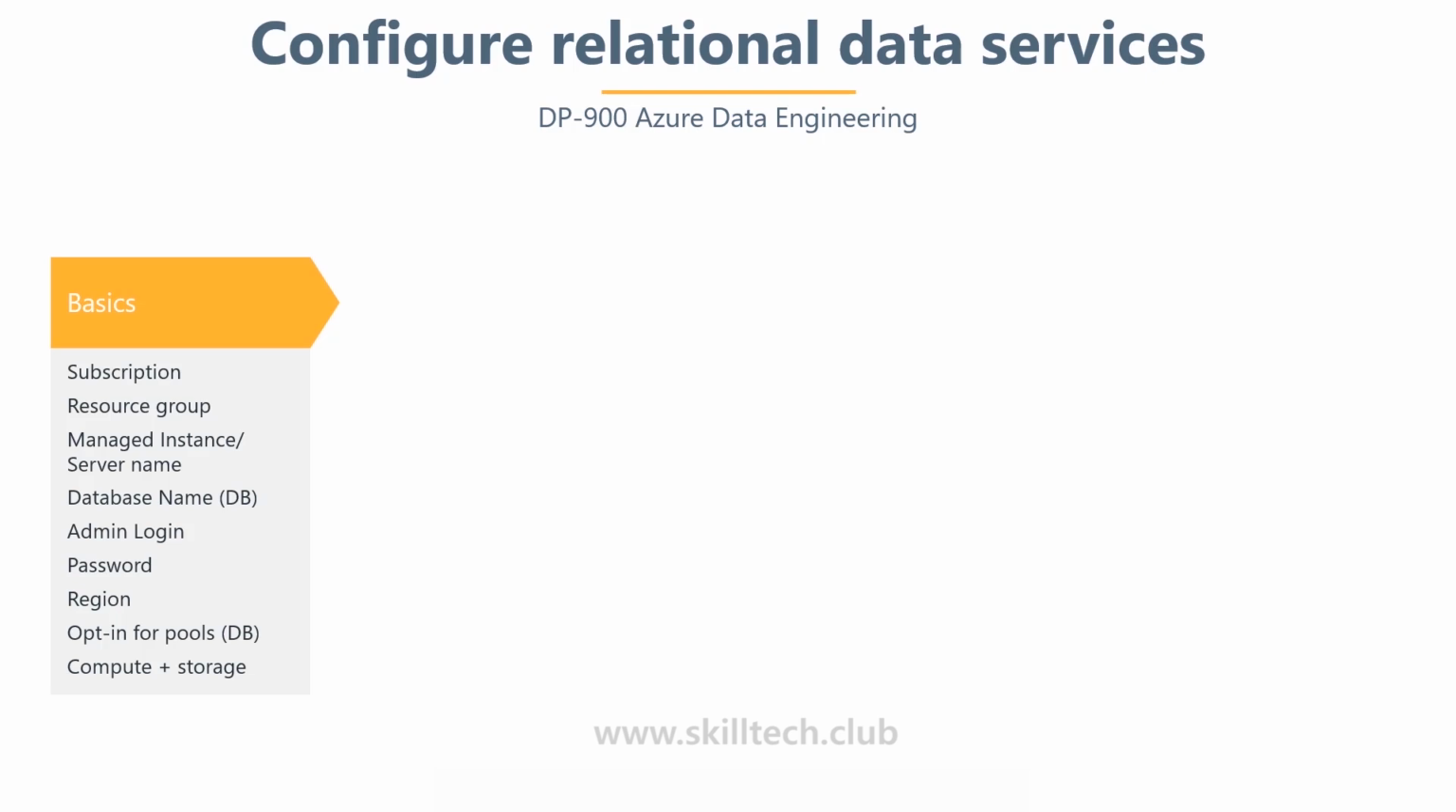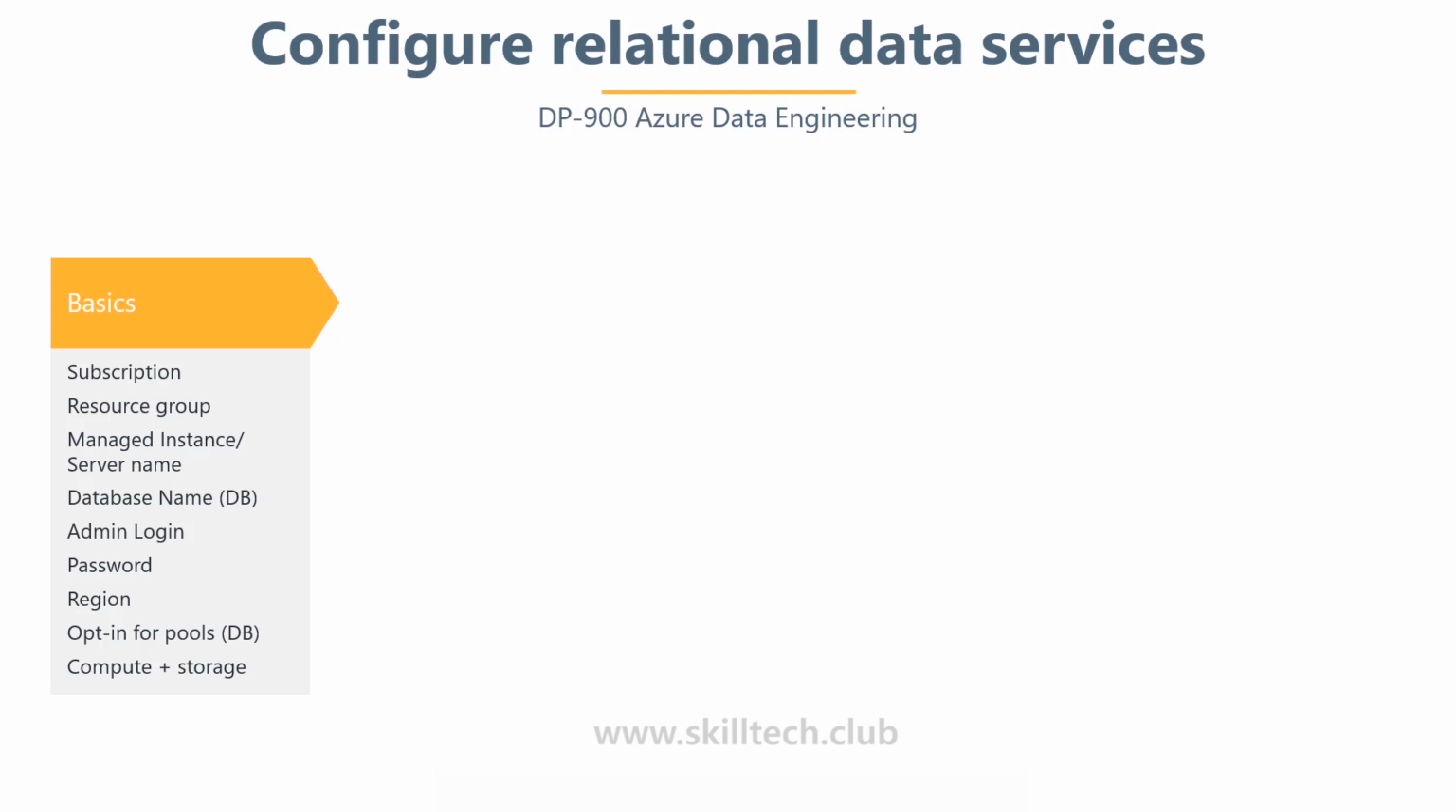Then you can choose whether you want to go with the managed instance, and then you have to provide your SQL Server name and database name. You have to provide your SQL Server admin credentials with the login name and password. You also have to decide which region you are going to select, because there are more than 65 regions available in Azure Cloud. You have to select the geographical region in which you want to create your data service.